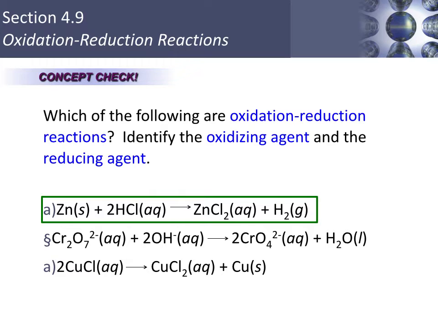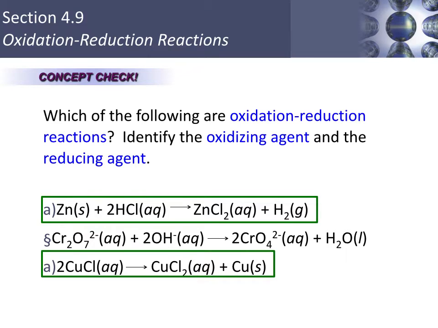The hydrogen in HCl is going from a charge of +1 to 0, which means it has gained an electron. So we would say that the hydrogen has been reduced and the zinc has been oxidized. That would make the zinc the reducing agent and the hydrogen, or the HCl, the oxidizing agent.